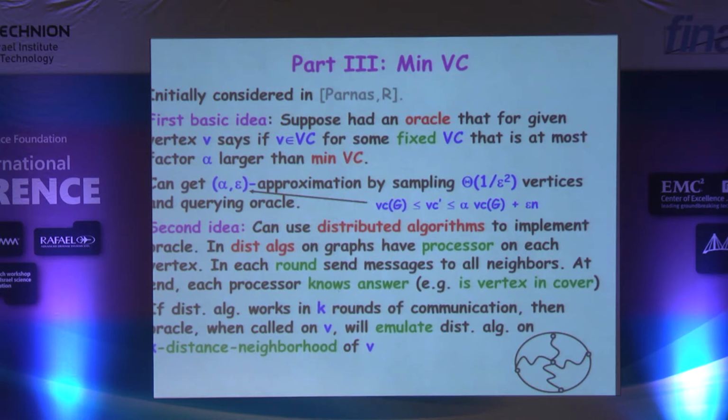So what we're going to do is have the oracle simulate this. The oracle will say, if I want to answer for a particular vertex, I don't care what happens at distance greater than k from my vertex. I'll just look at the subgraph and simulate the distributed algorithm for this distance. So what will the cost be? The cost will be d to the k: the maximum degree to the power of the number of rounds. So now the complexity will depend on how many rounds we need in order to do this. What kind of distributed algorithms do we have?